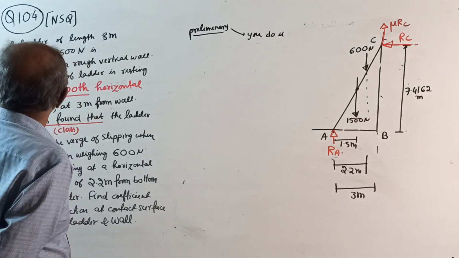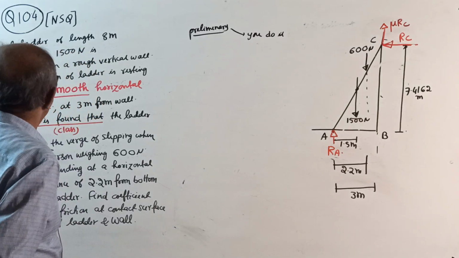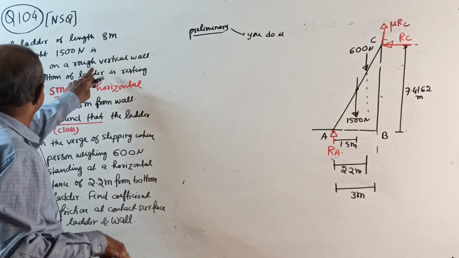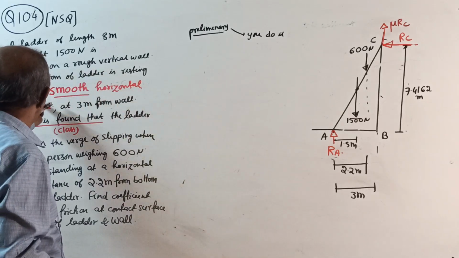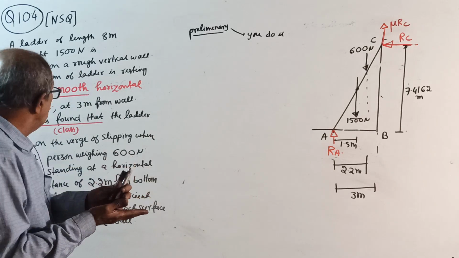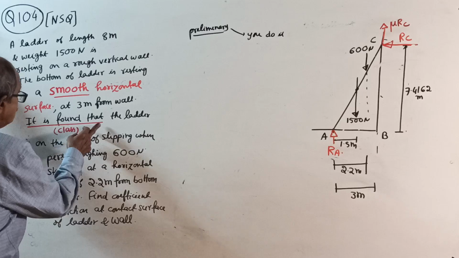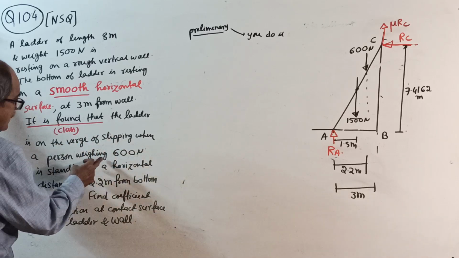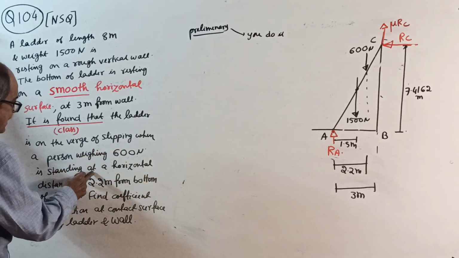A ladder of length 8 meters, of weight 1,000, okay, is resting on a rough vertical wall. Okay, the wall is rough. The bottom of the ladder is resting on a smooth horizontal surface. Bottom is on a smooth surface. What do they want? It is found that the ladder is on the verge of tipping when a person weighing 600 Newton is standing at somewhere.